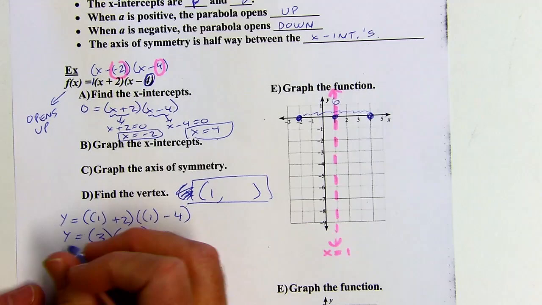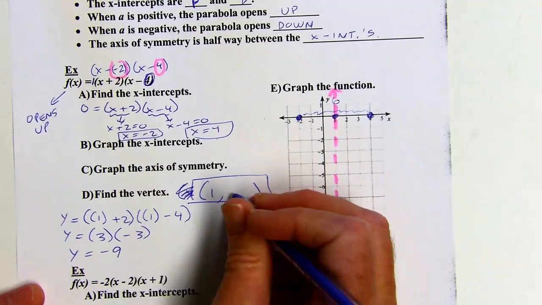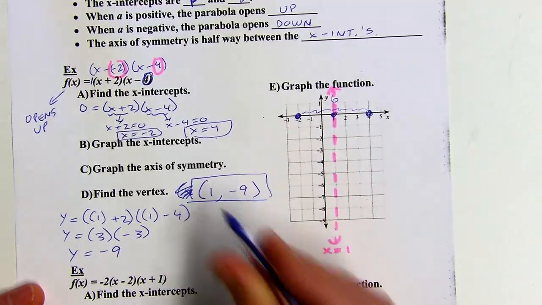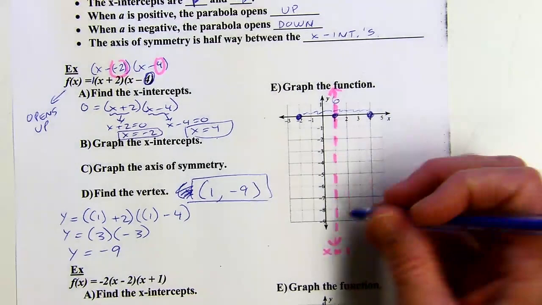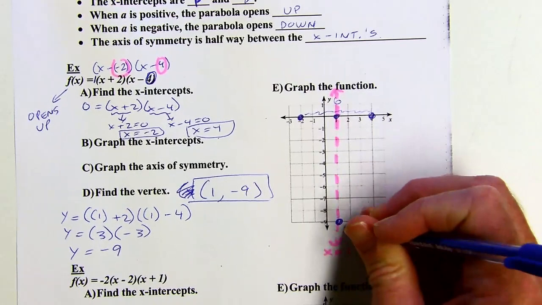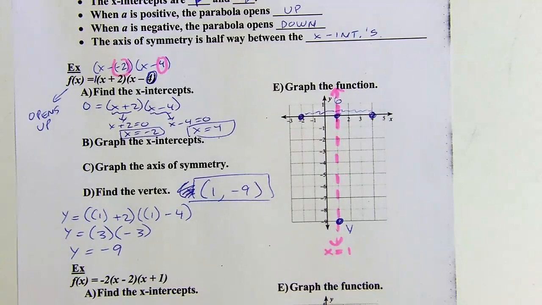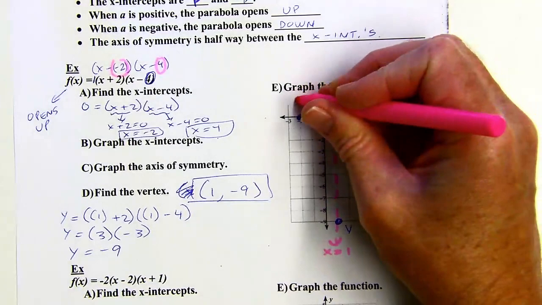And now I'll do the multiplication. 3 times negative 3 would be negative 9. So that's the y-coordinate that goes with an x-coordinate of 1 on this parabola. And it just barely fits on this graph, right? 1 right, 9 down. There it is. There's my vertex.